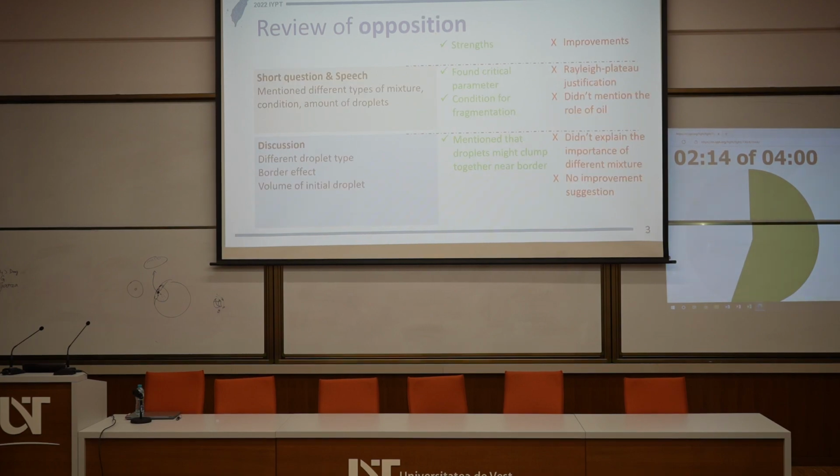Okay, so for the review of opposition, we mentioned the different types of mixture conditions and the amount of droplets. And they found critical parameters, because having different mixtures changes the surface tension, so that should also affect the final droplet size.